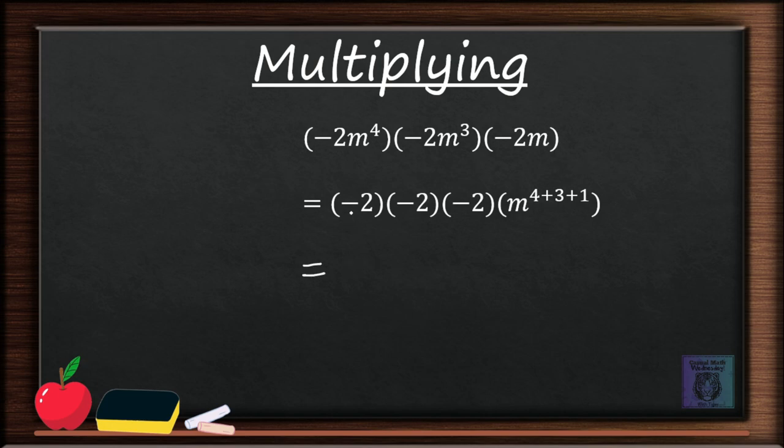Okay, so minus 2 times minus 2, that would be a positive 4 times the minus 2, that would give you minus 8. So minus 8 m, 4 plus 3 is 7, plus 1 is 8. To the power of 8. And then it would be negative 8 m to the power of 8.